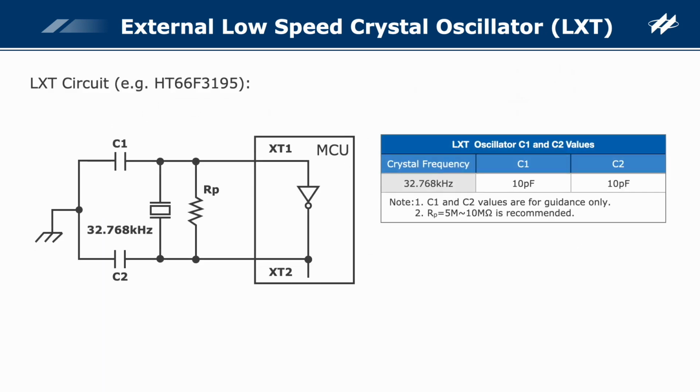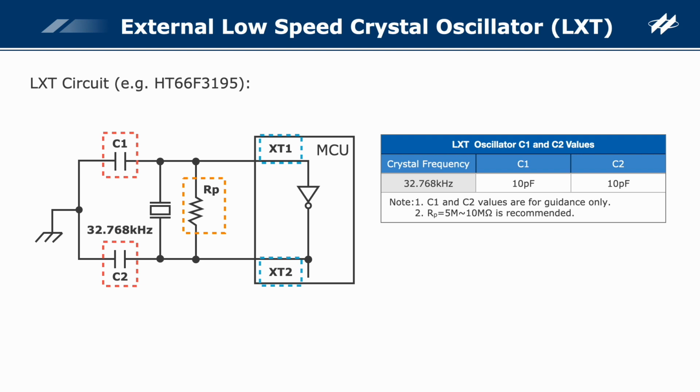Regarding the circuit, connect a 32.768 kHz passive crystal oscillator to the XT1 and XT2 pins of the MCU. To ensure oscillation and accurate frequency generation, it is necessary to add 2 small-value external capacitors, C1 and C2, and connect them to ground, and also add an external resistor, RP, in parallel.